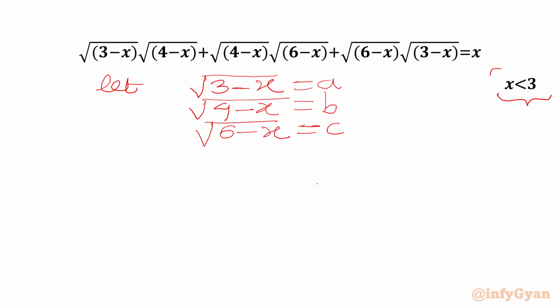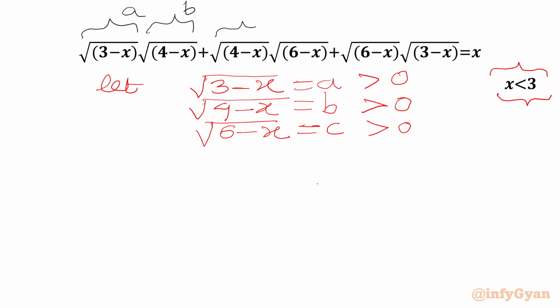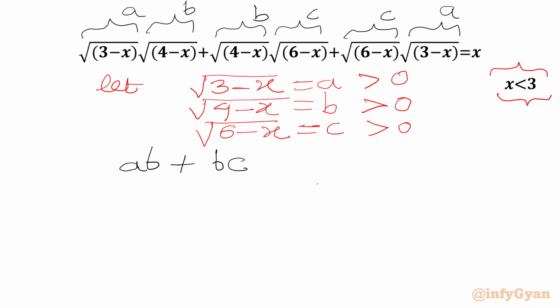Now we have x less than 3. So a must be positive, b must be positive, c must be positive. Now we will write our equation in a, b and c. So this is a, this is b, here we will write b and this is c. So ab plus bc plus ca equal to x.